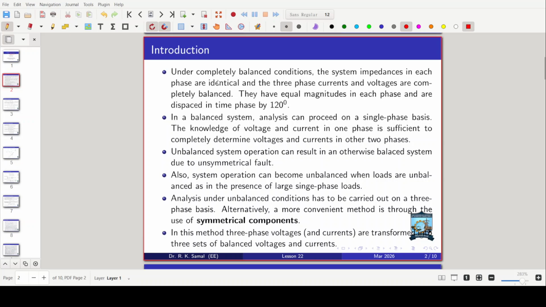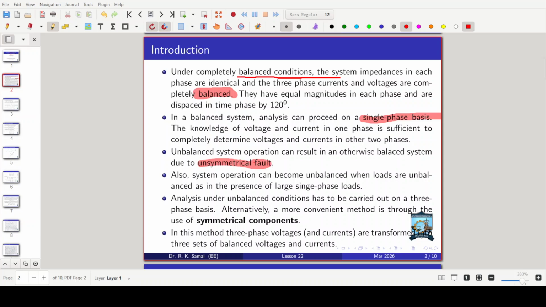So we see here, under completely balanced conditions, the system impedances in each phase are identical and the three phase currents and voltages are completely balanced. They have equal magnitudes in each phase and are displaced in time phase by 120 degrees. In a balanced system, analysis can proceed on a single phase basis. Okay. The knowledge of the voltage and current in one phase is sufficient to completely determine the voltages and currents in the other two phases. However, unbalanced system operation can result in an otherwise balanced system due to an unsymmetrical fault.